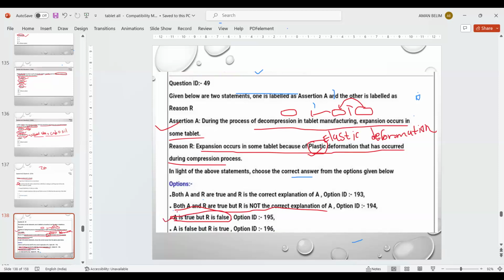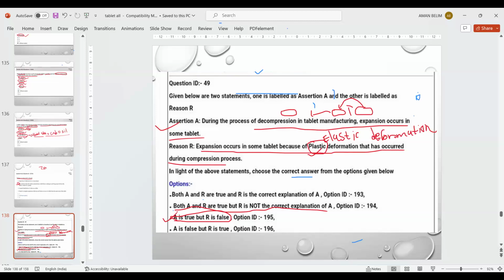So this is a very important MCQ. Definitely we will see what is plastic deformation, elastic deformation and consolidation in the next lecture. See, this kind of simple wordplay they will do. This concept is very well given in the Lachman book. Lachman is the best book for tablets. What they have just replaced is elastic with plastic, and the entire answer will be changed, as you all got tricked in this question.